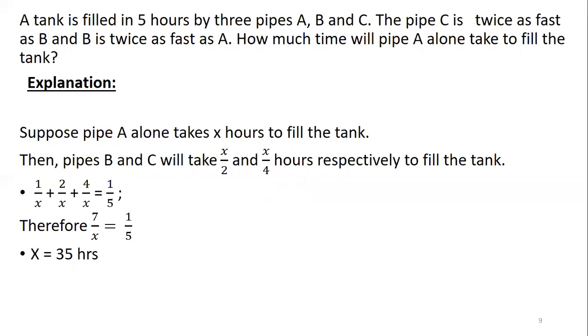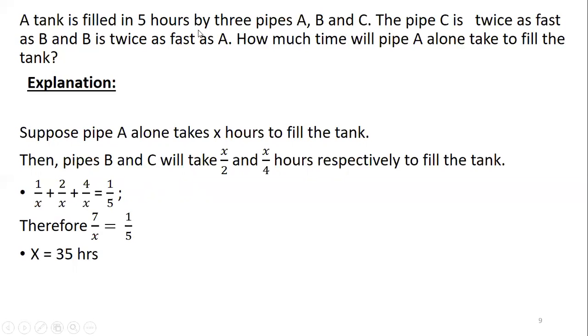Now 1 hour work done by A, B and C is, take the reciprocal, so 1 by X, since A totally takes X hours. In 1 hour work done is how much? 1 by X. Then 1 divided by X by 2 is nothing but 2 by X, plus 4 by X. So totally this is the work done by the 3 pipes A, B and C in 1 hour. Now as per the given data, they are taking 5 hours together.